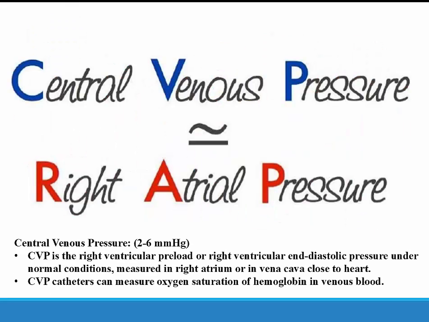Central venous pressure is 2 to 6 millimeters of mercury. The CVP is the right ventricular preload or right ventricular end diastolic pressure under normal conditions. It is measured in the right atrium or in the vena cava close to the heart. CVP catheters can measure oxygen saturation of hemoglobin in venous blood.